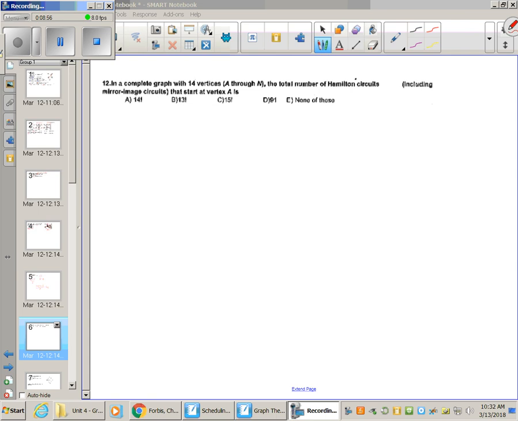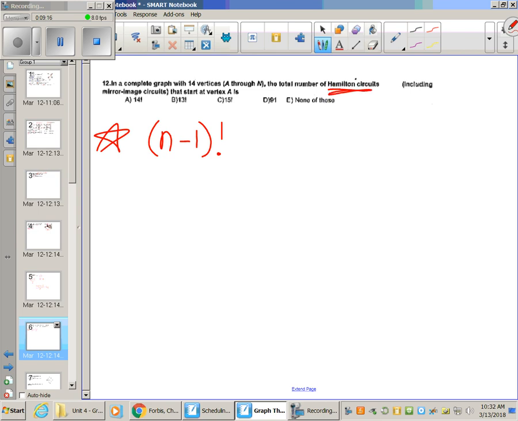In a complete graph with 14 vertices A through N, the total number of Hamiltonian circuits, including mirror images, that starts at vertex A is what? Again, we have a formula for this. The number of Hamiltonian circuits is n minus 1 factorial. Remember this, okay? It goes with Hamilton circuits. So our n value in this case is 14. So my answer choice is 14 minus 1 factorial, which our calculator will give us way too big of a number. So simply it's just 13 factorial, which is B.